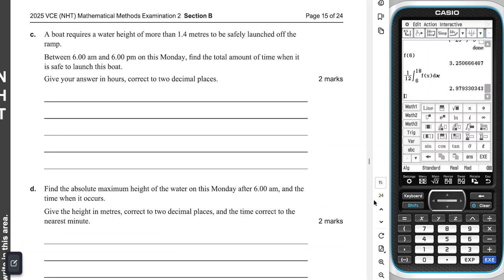Okay. That requires a height of more than 1.4 metres to safely launch the ramp between 6 a.m. and 6 p.m. this Monday. So between 6 and 18, find the total time when it is safe to launch the boat.